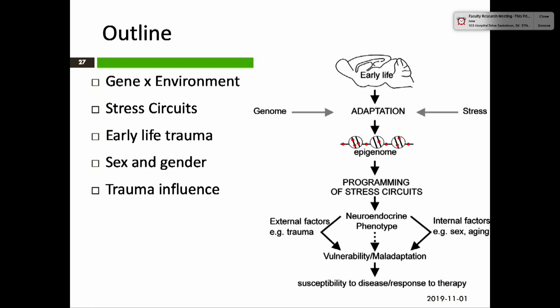This first is the model. What's the general thinking about PTSD? What happened is genetic and environmental interactions. Second, how do trauma and stress affect our brain? How does early life trauma change the picture? What role do sex and gender play here? And how does trauma eventually influence the whole picture as a disorder?